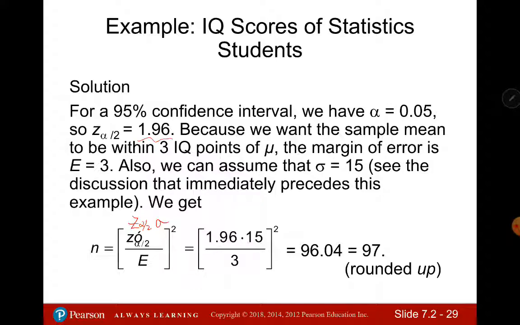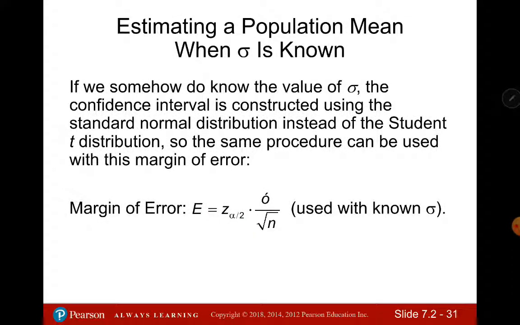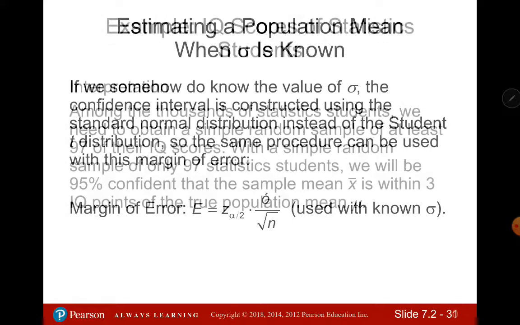1.96 times 15. How can we get 15? We assume sigma is equal to 15. This one is based on the previous knowledge, so we use this one. And the maximum error is 3 points, so we put 3 here. This is how we get 97. Always round up to the next whole number. So we will need 97 students to do the survey, to do the research.